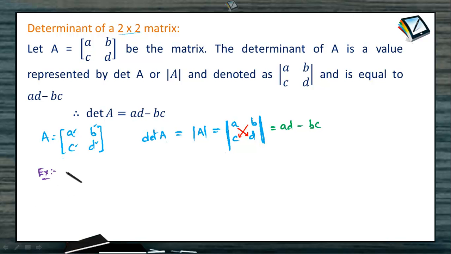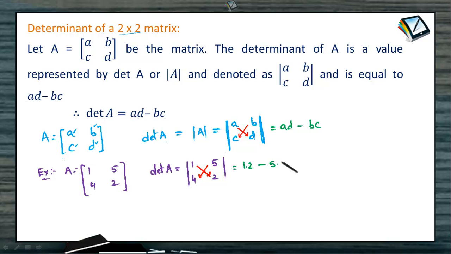Now let's consider a very simple matrix A taken as 1, 5, 4, 2, and we want to calculate det A of this matrix. That means we are evaluating the determinant of the matrix having entries 1, 5, 4, 2. Then by definition it is the cross product taken with a minus sign from the left side. So it would be 1 into 2 minus 5 into 4, that is 2 minus 20, which is minus 18. So the value of the determinant of the matrix is minus 18.